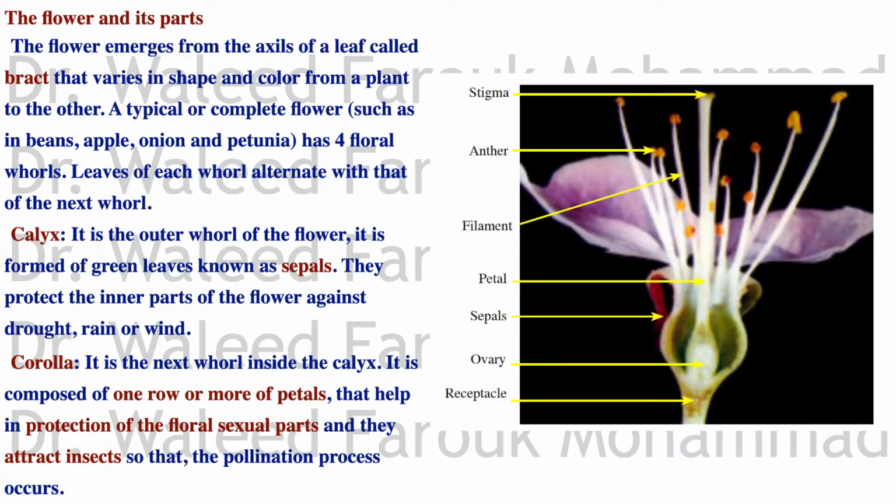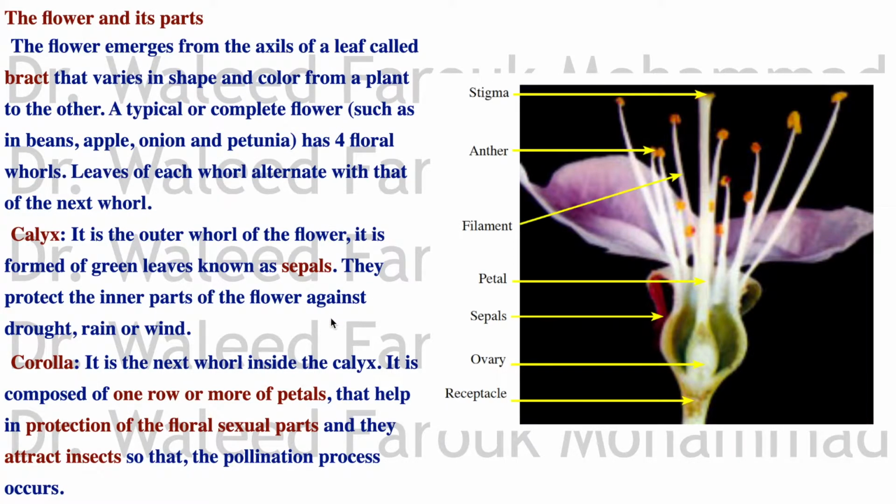Okay, parts of the flower. Now I want you to pay attention to this, please. We said that it emerges from the bract at the axil of a leaf. A typical flower that we will study has 4 floral whorls or layers. Okay, whorl يعني layer دائرية كده.